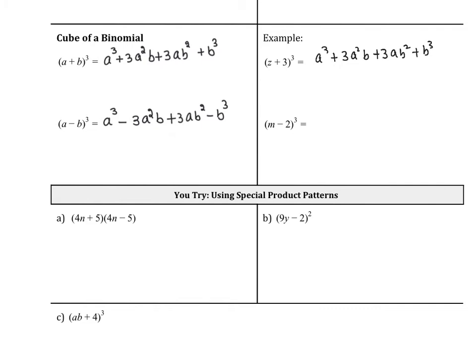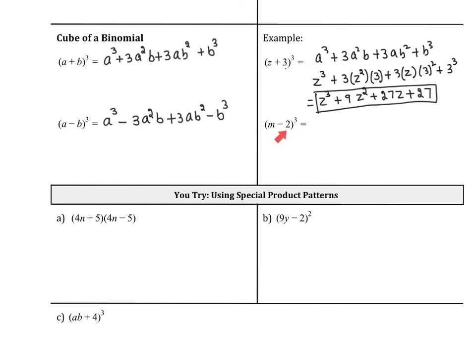So my a is z, so z to the power 3, 3 times a square, which means z square. So b is 3 times 3, 3 times a, which is z, b square is 3 square, plus b cube, which is 3 cube. Now I'm going to solve this and write it in standard form. So that's going to be z cube plus 9z square plus 9 times 3 is 27z plus 27.